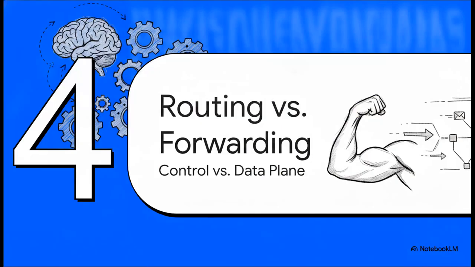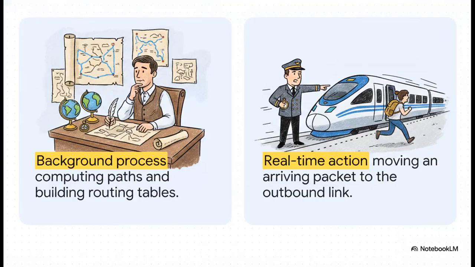Section 4, Routing versus forwarding. Once we are inside the router, we hit another major distinction, the brains versus the brawn. People often use the words routing and forwarding interchangeably, but they are actually 2 very different operations inside a router. Think of routing as the map maker figuring out the best paths in advance, while forwarding is the train station employee reading your ticket and immediately pointing you to the right platform.